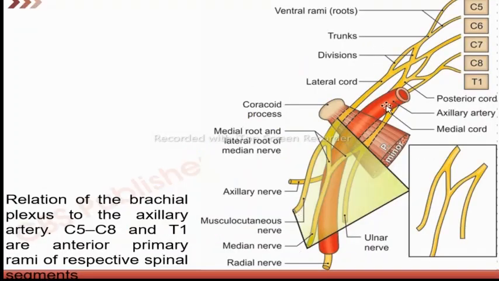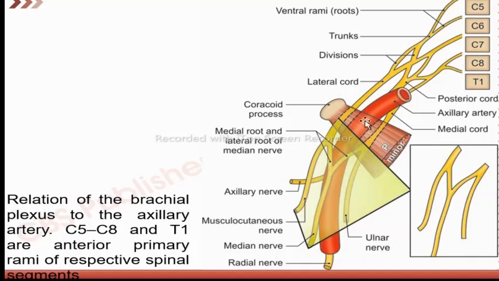Here is the relation of the brachial plexus. The second part of the axillary artery lies behind the pectoralis minor muscle. Lateral to the second part of the axillary artery is the lateral cord, medial to it is the medial cord, and posterior to it is the posterior cord. Below the pectoralis minor, the arrangement is medial cord medially, lateral cord laterally, and posterior cord posteriorly.